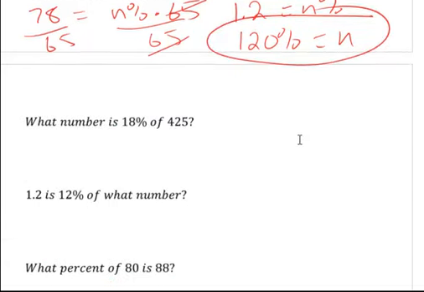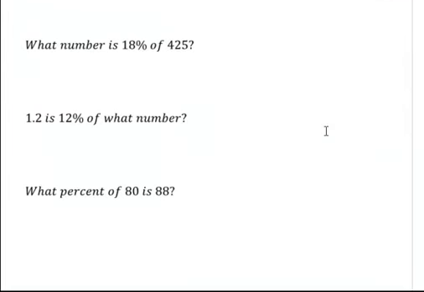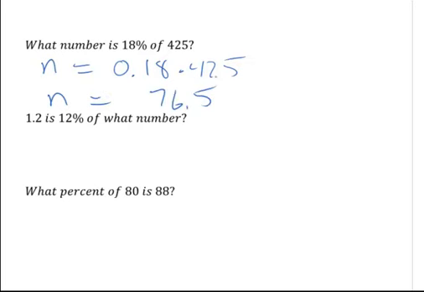Now, here I have 3 problems. I want you to work these 3 problems on your own. You might want to hit pause here because I'm going to start writing each of the answers, and you can see if you're coming up with the same thing. For your first step, you should have written n equals 0.18 times 425. And so n equals, if I take my calculator, 0.18 times 425 is 76.5.